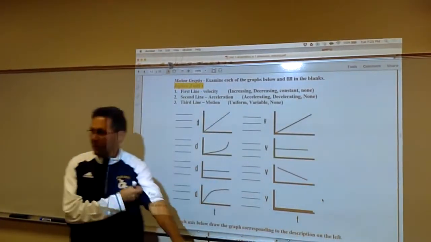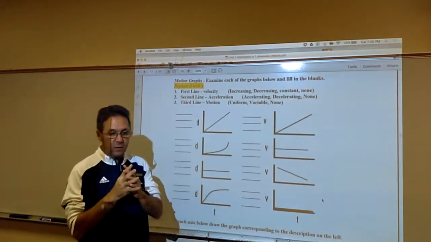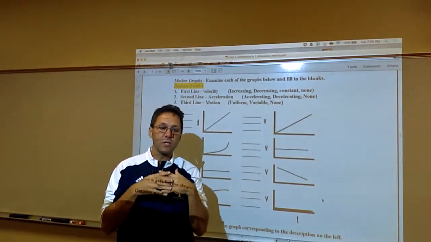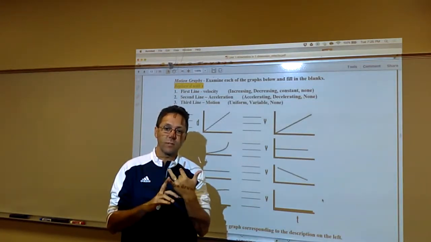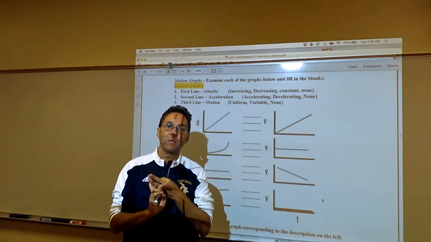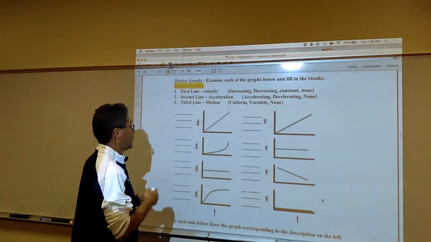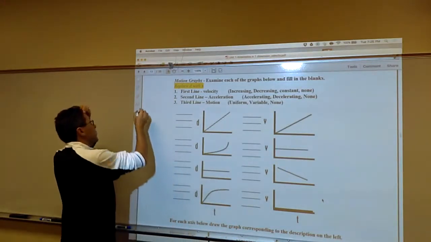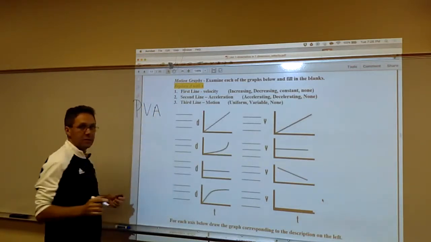Hello again. Okay, today we're going to talk about interpretation of graphs, motion graphs. In other words, position time, velocity time, and acceleration time. And we're going to see how we can go from one to the other, right? Now, before we start this, I want to talk a little bit again about this PVA that I talked about in the past.